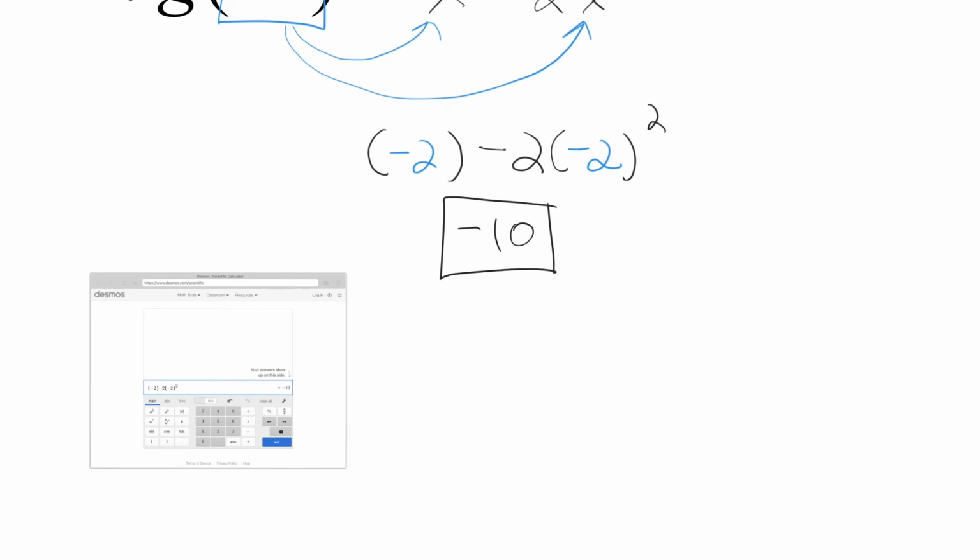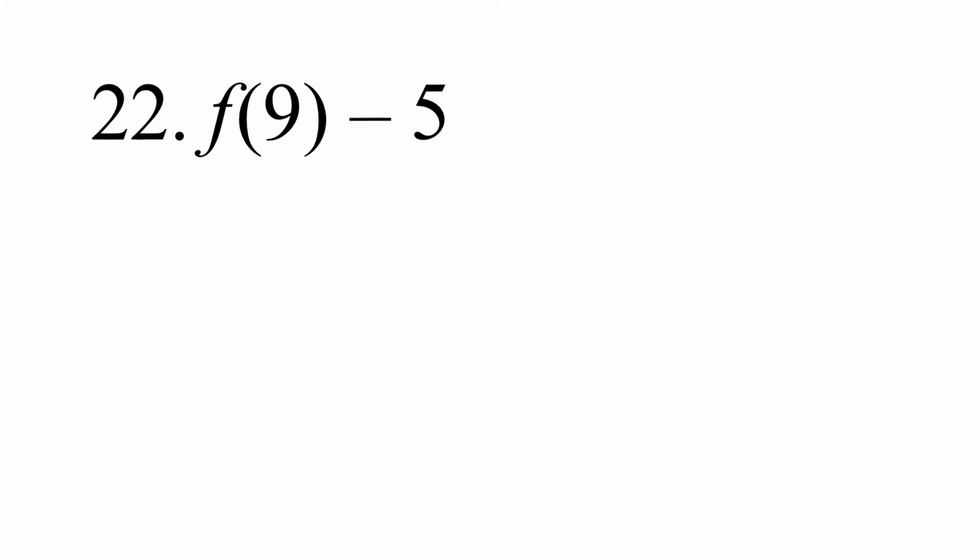Always be careful with the functions. Sometimes you are going to use the function of f of g, and sometimes you're going to use g of x. So make sure you guys pay attention to the function. Number 22 is a little bit different because they give you guys the function f of 9. So we need to use the function of f, but it says we're going to have to subtract the 5.